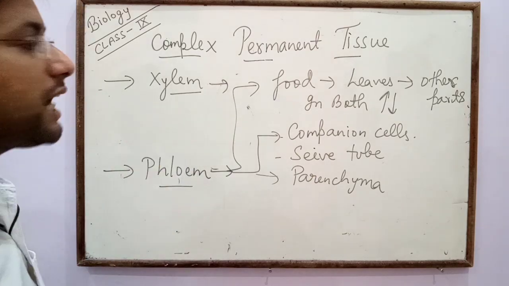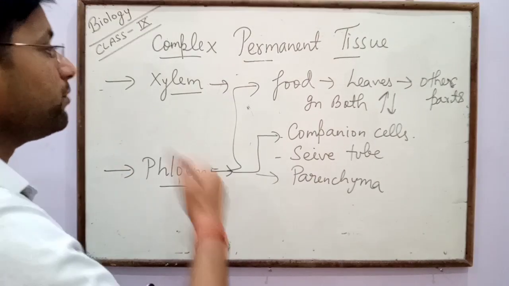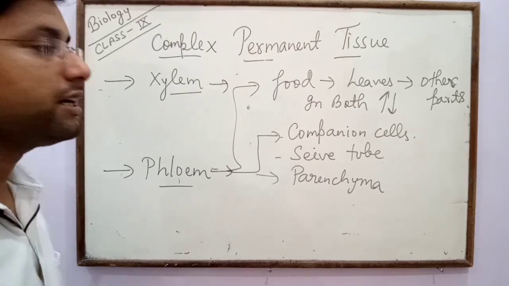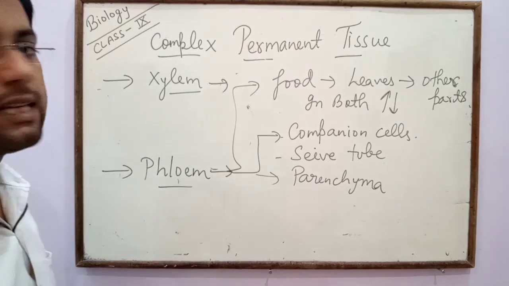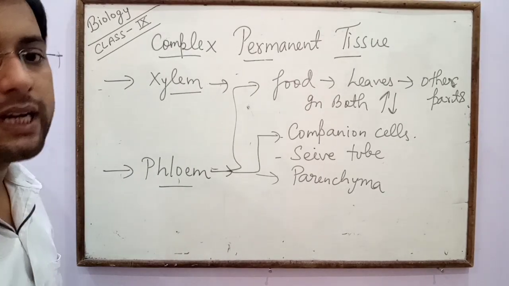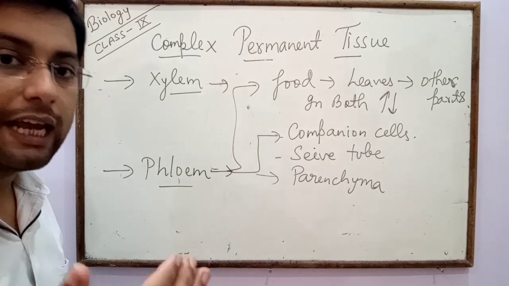So both are called conducting tissue because both are involved in the conduction of water as well as the conduction of food material. Now in the next video, about animal tissue.